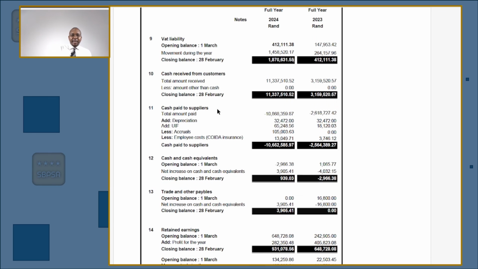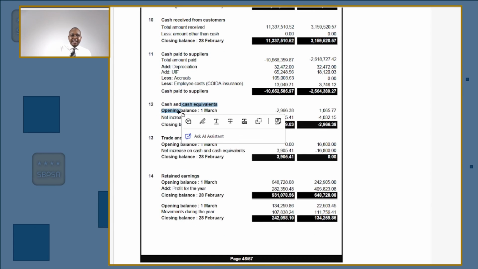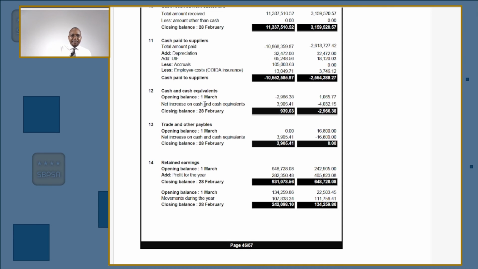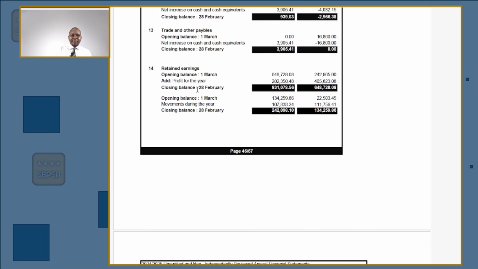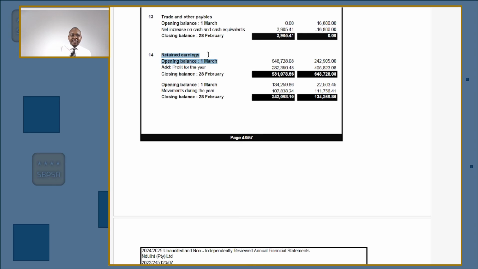And here is information about cash flow that will go to the cash flow statement. Cash and cash equivalents, they are included there, but I don't see any petty cash there. Otherwise, petty cash is an amount that should have been there. Trade and other payables, we've already talked about it, how much you owe to your creditors. Retained earnings, we've been talking about this a lot. It's here, what is important is whether the business is making a loss or is making a profit.